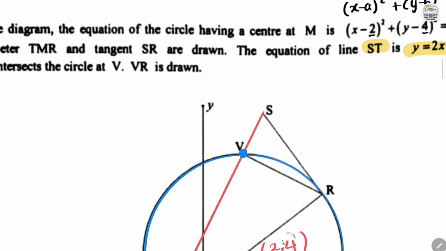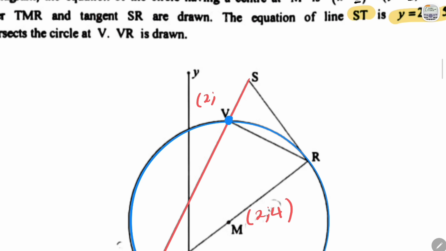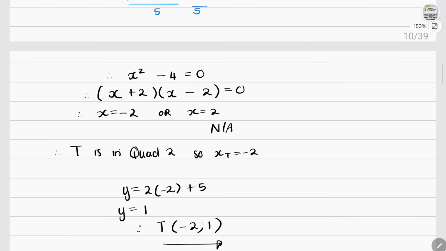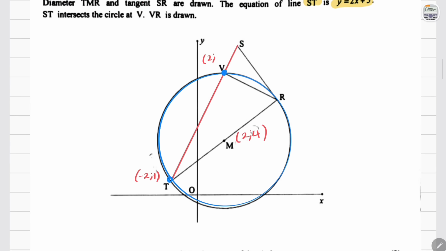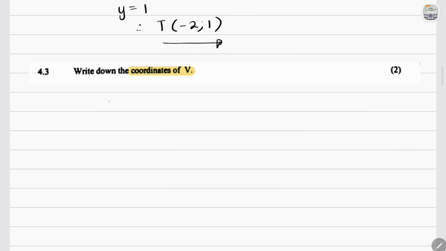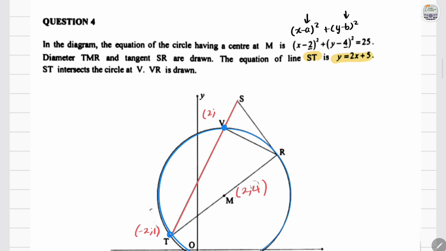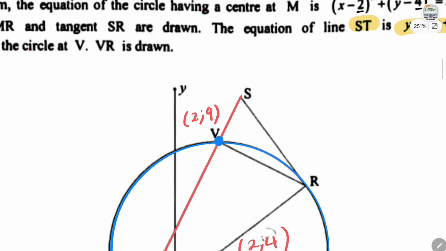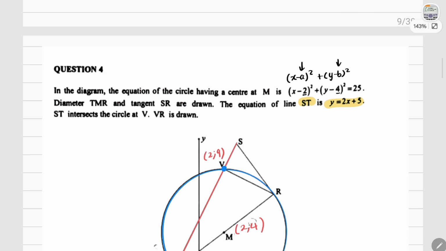And then this one was the one with an x value of 2. So we just need to find its y value. You can use the same line since it lies on this line ST, so I'll use the equation of that line. That was y equals 2x plus 5, and its x value is 2. So 2 times 2 plus 5, that's 4 plus 5, which is 9. So the coordinates of V are 2 and 9, and I'm just going to fill that in our diagram. That's 2 and 9. So we have it. Okay, so that is it for that question.